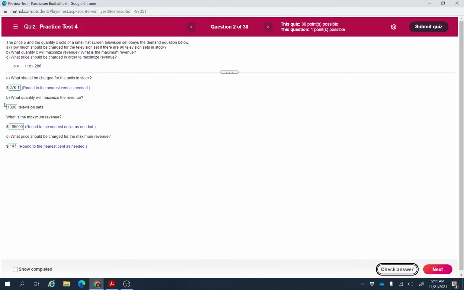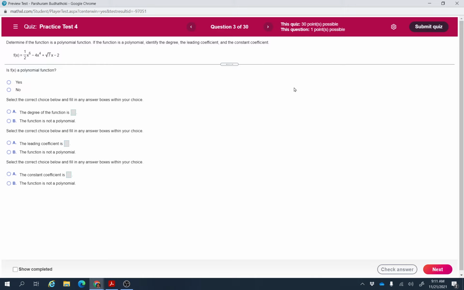Okay, so to answer this question, as you can see, you have to know the revenue function, which is x times p, and then from there you can find the quadratic function, and then from there you can find the vertex.